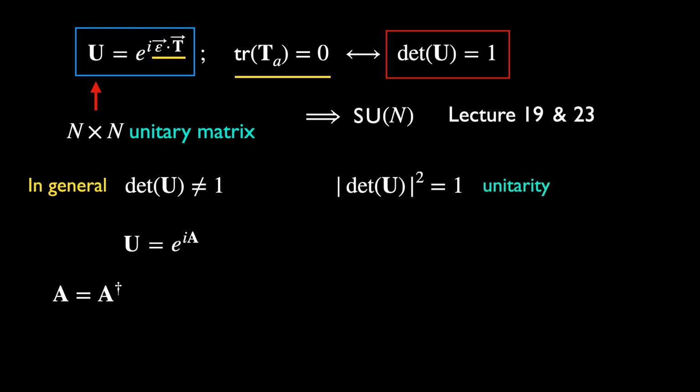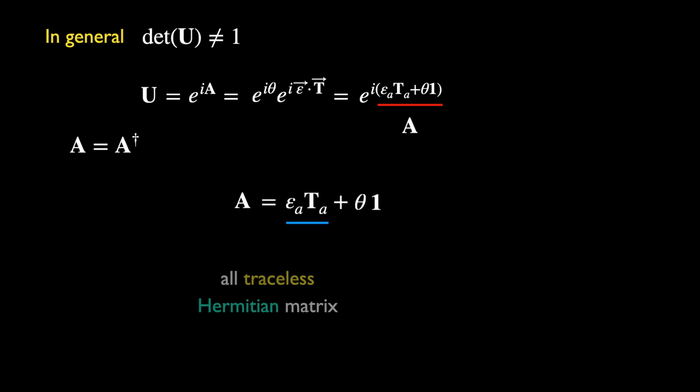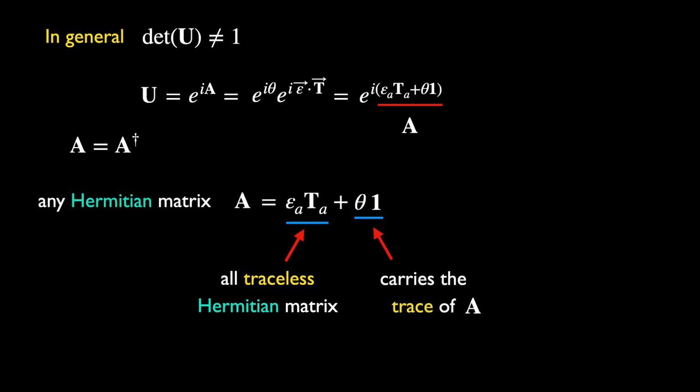It is not difficult to see that removing this one real constraint will give us an extra real degree of freedom in the form of an overall phase. Another way of looking at this is through the matrix A. Now, not only does A contain a traceless part, it also has a part that carries its trace, which is to say that A could be any Hermitian matrix.